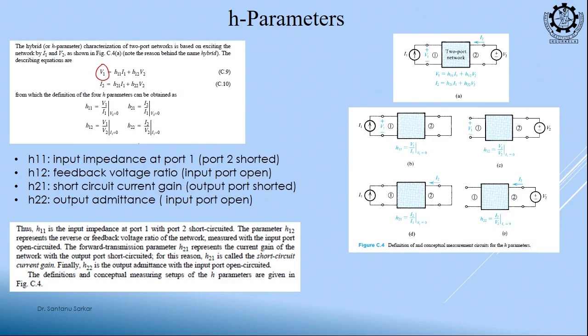H21 is the current ratio I2 by I1. For BJT, what is your current ratio? IC by IB, beta. Can you correlate now?